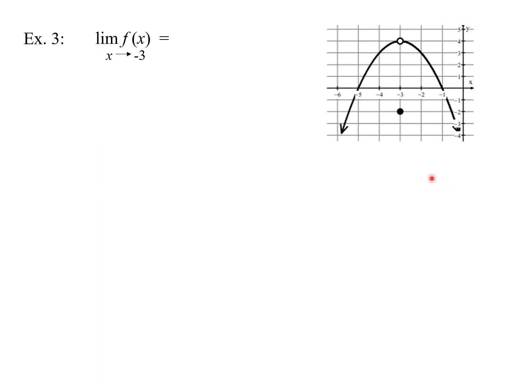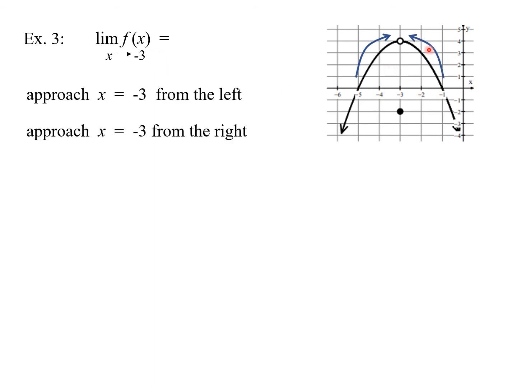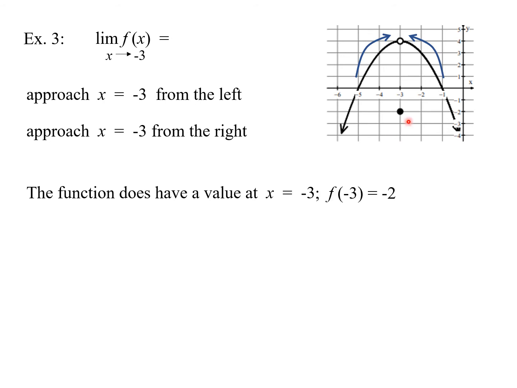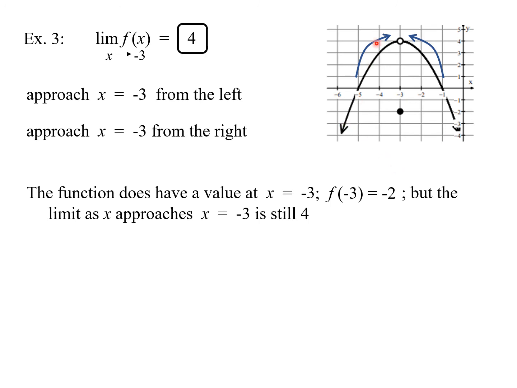All right, now let's do this example. Now this differs from there because now the function does have a value at x equals negative 3. Okay, but once again, we're talking about the limit. So approach negative 3 from the left, approach negative 3 from the right, and it still approaches the same value, even though the function does have a value at x equals negative 3. Okay, the value of the function there is negative 2, right? But the limit is still 4 because it approaches that value from the left and from the right. All right?